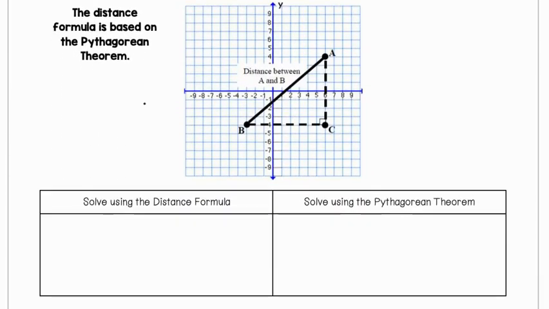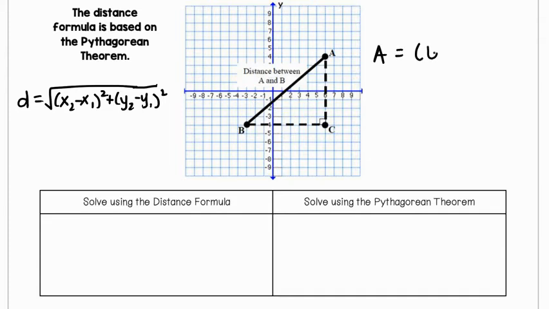So now we're going to explore why the distance formula is based on the Pythagorean theorem. Yesterday you learned that the distance formula is the square root of (x2 minus x1) squared plus (y2 minus y1) squared. And we're going to see why that works with the Pythagorean theorem. So the first thing I want you to do is use the distance formula to find the distance between A and B. Pause the video and try this by yourself.